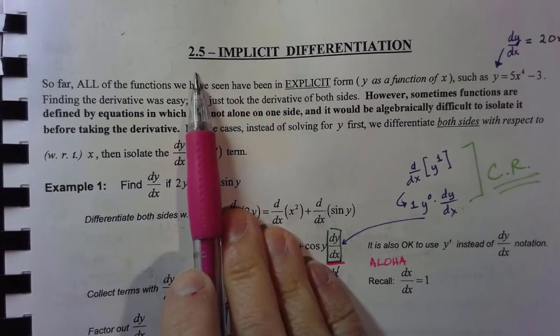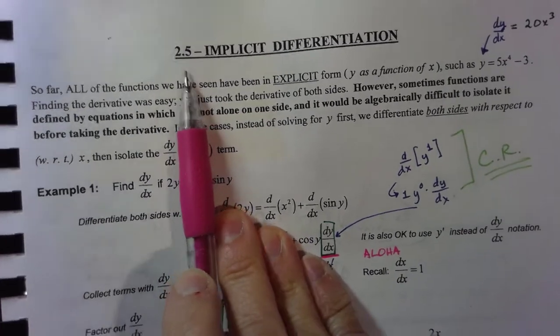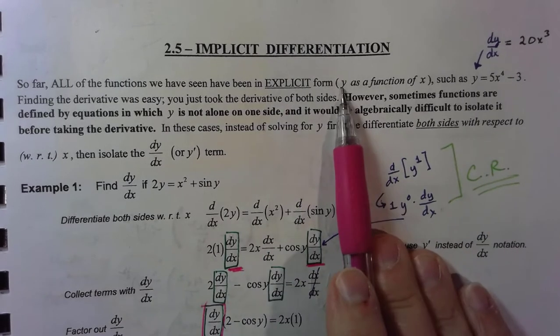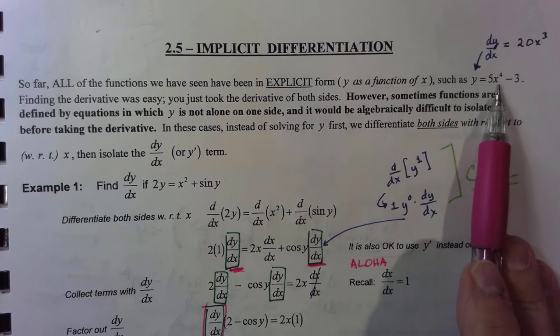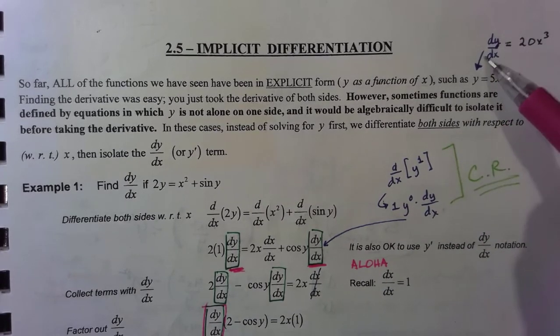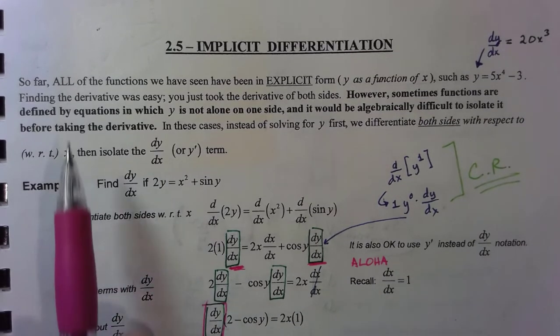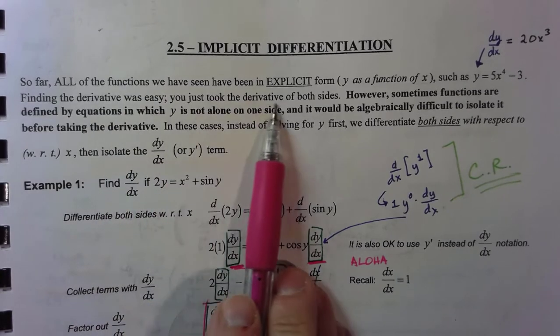Section 2.5, implicit differentiation. So far, all of the functions that we have seen have been explicit in form. In other words, y is a function of x, such as y equals 5x to the fourth minus 3. And we can see that dy/dx, the derivative with respect to x, would be 20x to the third. Now, finding the derivative was easy.